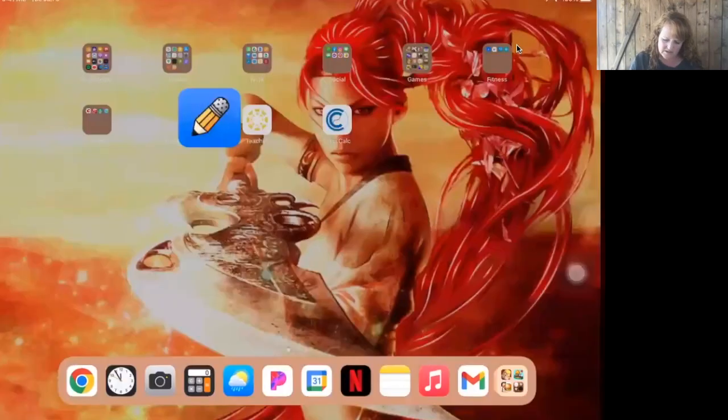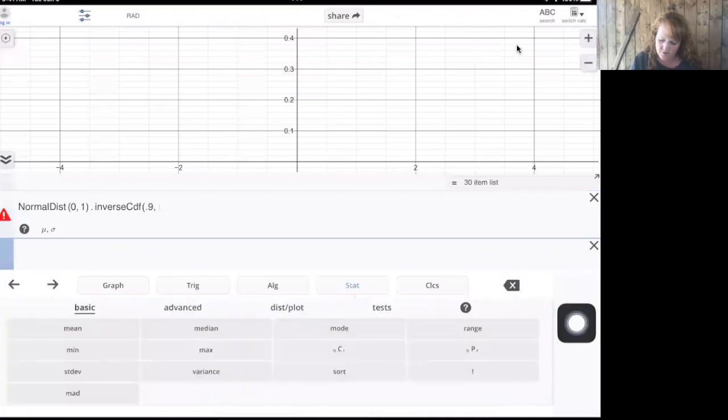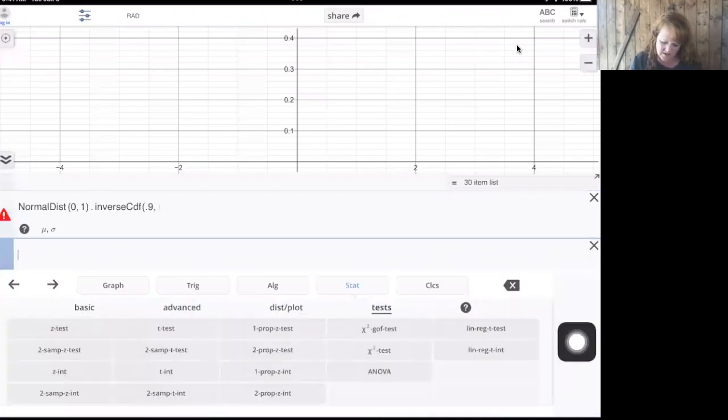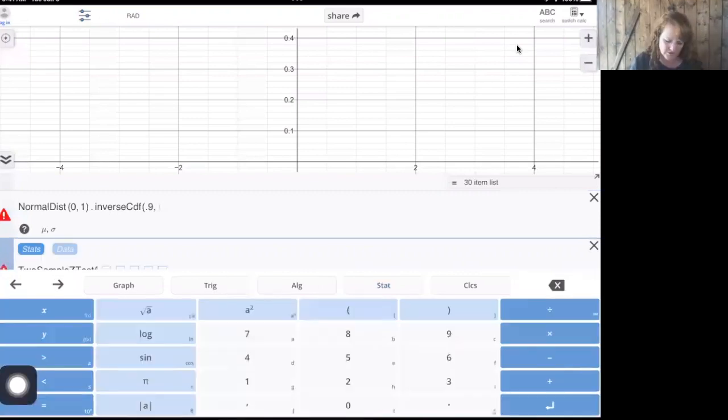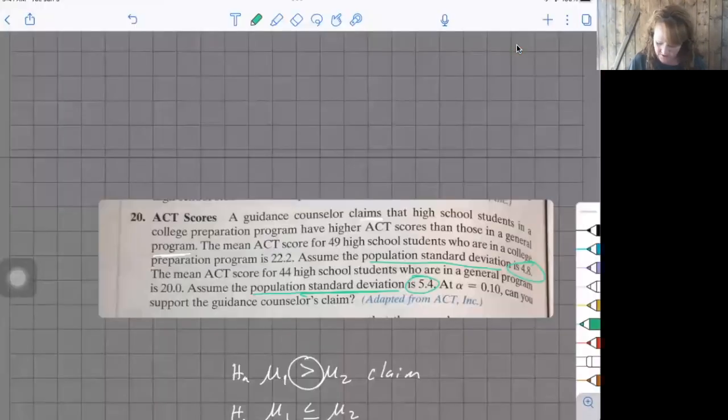So I'm going to go onto my class calc. I'm going to come down here. I'm going to go into stat, and I'm going over to my tests, and I'm looking at 2-sample z-test right here. And so what you'll notice is it's exactly the same as the 1 sample, only you've got to enter all 2 sets of data. So you need both sigmas, your sample mean, sample size, sample mean, sample size, in that order. So I'm going to first look for sigma 1 and sigma 2. So this is going to be my population standard deviation of 4.8 and 5.4.